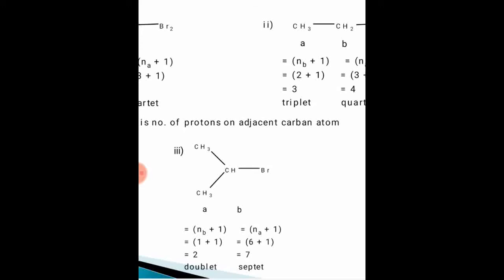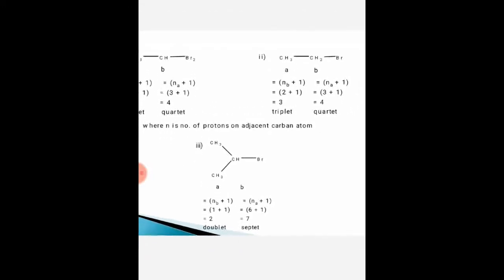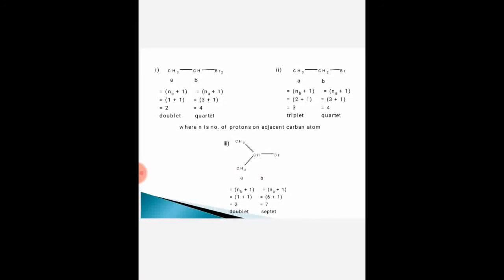Now calculate the number of lines for the HA set, equals Nb plus 1. 1 plus 1 equals 2. It gives a doublet. And for the HB set of protons, Na plus 1. The number of protons for the A set is 6. So 6 plus 1, 7. We get a septet for CH. Hence, spin splitting gives an idea about the neighboring carbon environment.